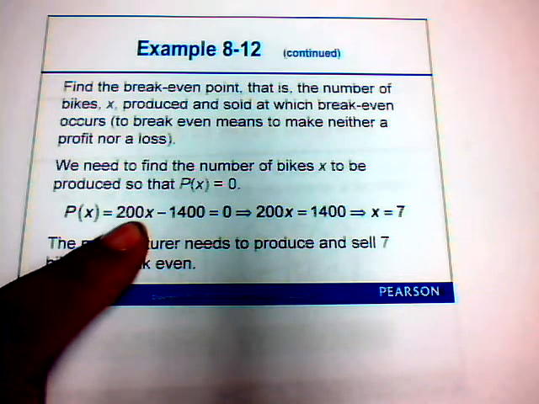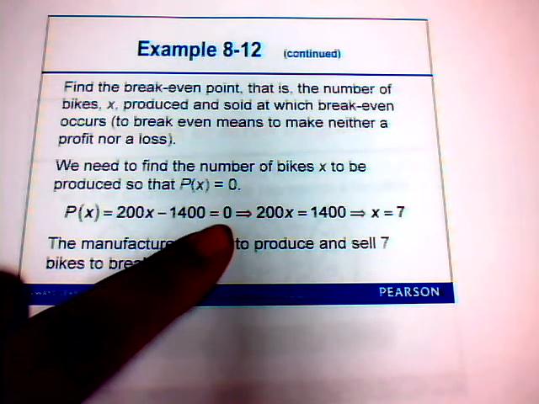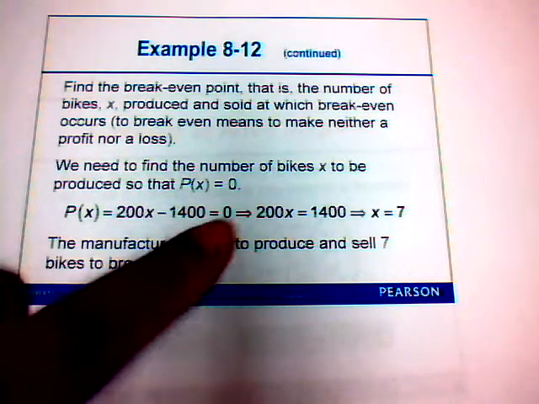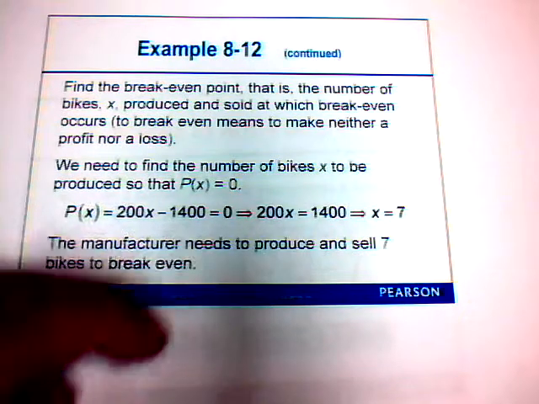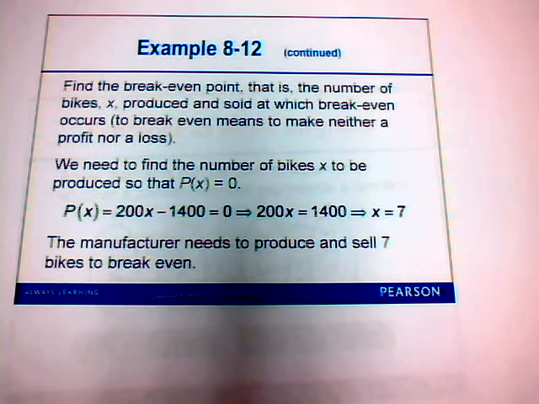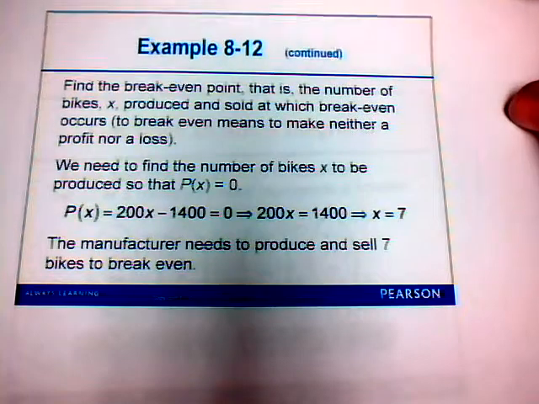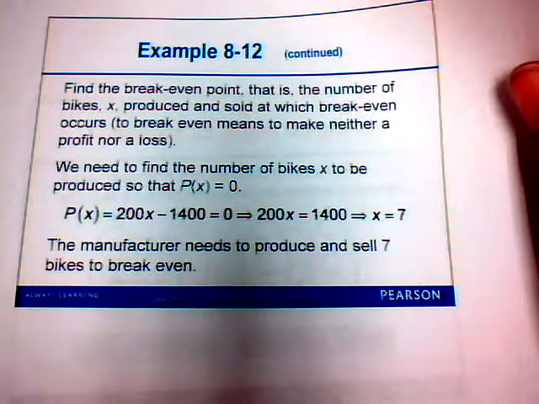You'll take that 200X minus 1,400 and set that equal to 0. And then you're going to add 1,400 to both sides to get 200X is equal to 1,400. Then you have to divide both sides by 200 to get x is equal to 7. Okay, so if the manufacturer wants to break even, he will have to sell 7 bikes. Anything less than 7 bikes will be a loss. Anything greater than 7 bikes will be a profit.